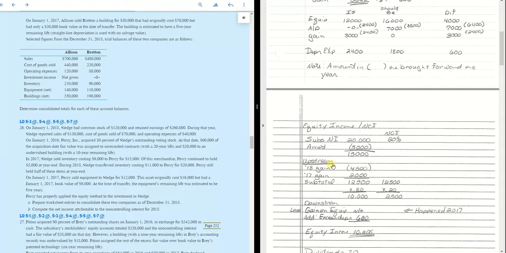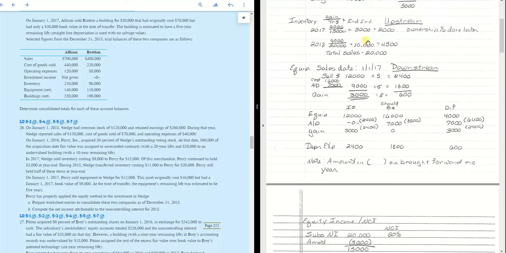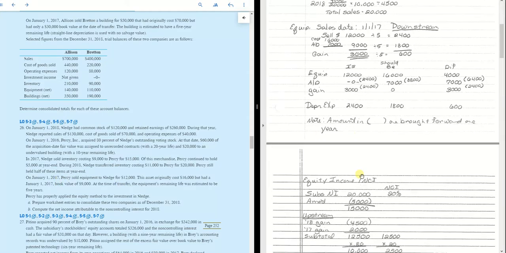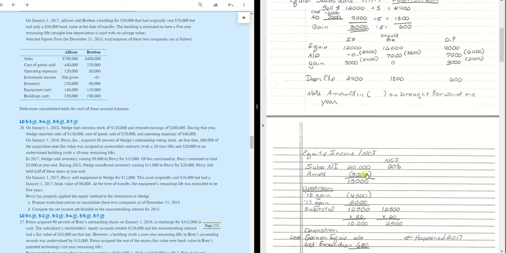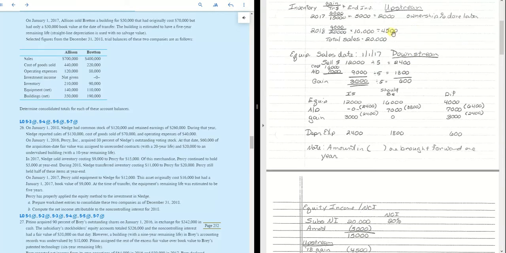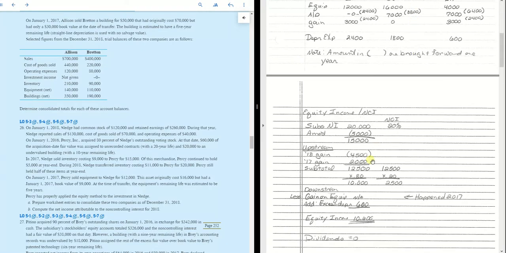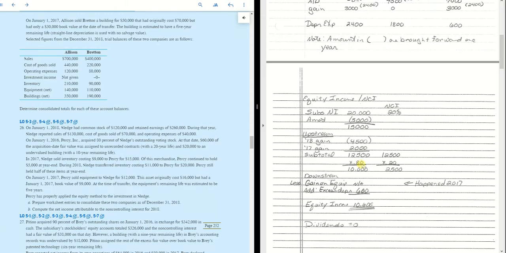Then I adjust for upstream items. My inventory is upstream because Sledge sold it to Percy, and then the equipment is downstream because Percy sold it to Sledge. Okay, so I do my upstream items first, take out my 2018 gain, add back in my 2017 gain, take it times my ownership percentages at this point. So I take my 12.5, 15 minus 4.5 plus 2 is 12.5. Take it times 80 percent, or 20, and so this one is that.